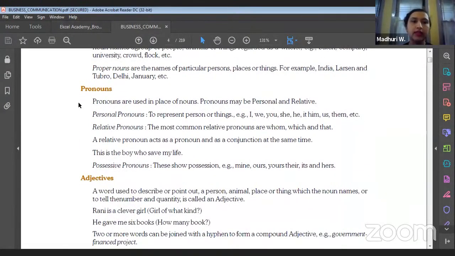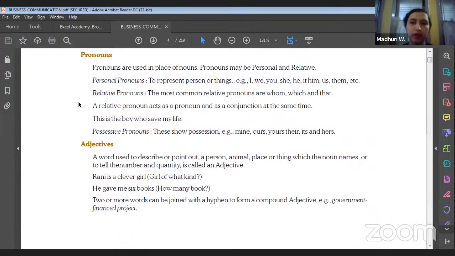The next category is a pronoun. So what exactly is a pronoun? Yeah, again, if you have any ideas, you can let me know in the chat box, please. What is a pronoun? Okay, very good. So it replaces the noun in some situations, right?